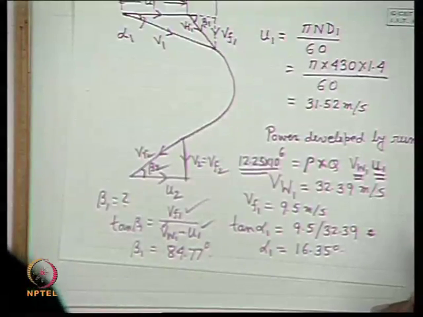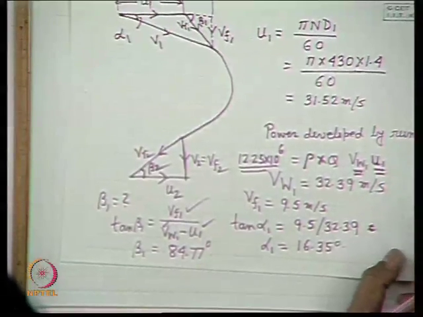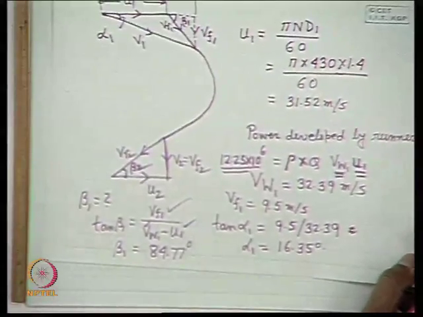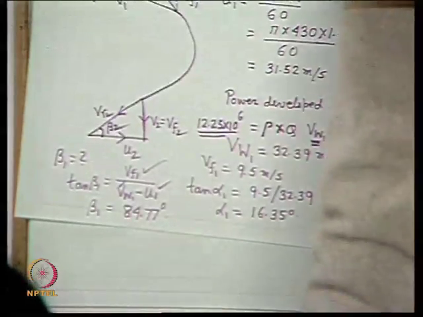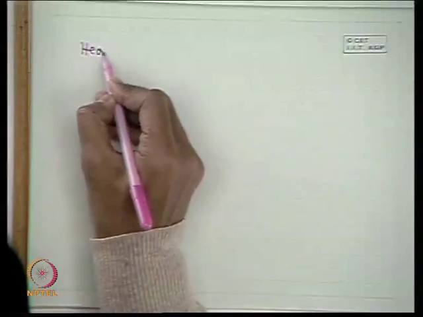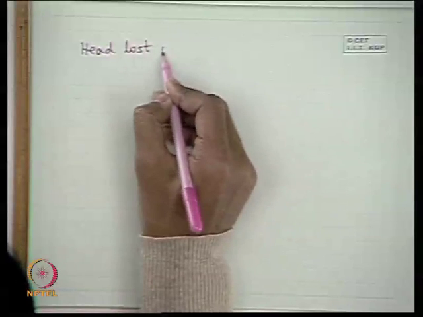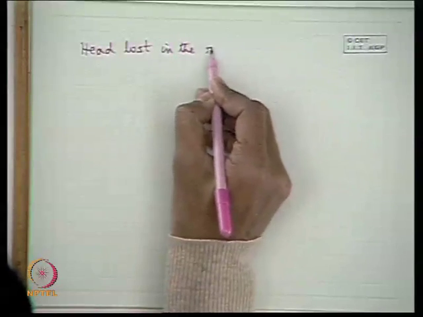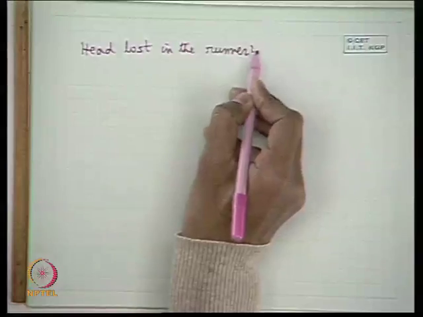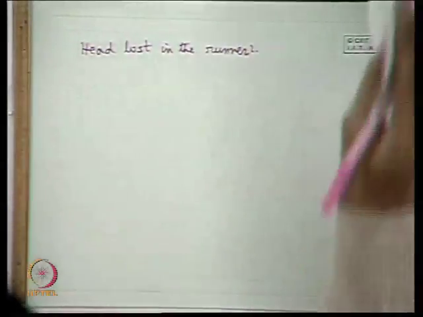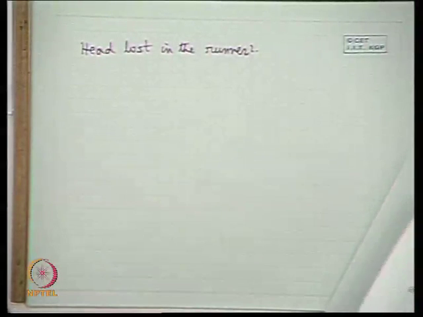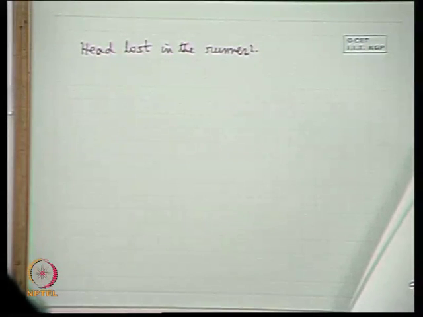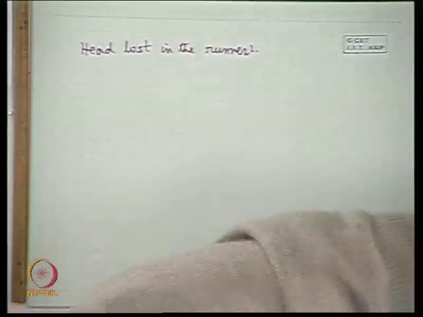All right. So next is the head loss in the runner. We have to find it out. How to find out head lost in the runner? This is the last thing that you will have to find out. We have found out the absolute velocity of water at entry, the angle of the inlet guide vanes and runner vanes, the entry angle of the runner blades, and the loss of head in the runner. So now, loss of head in the runner, how can you find out?